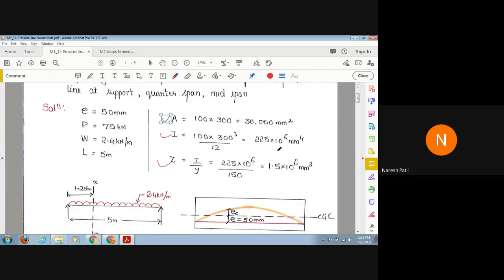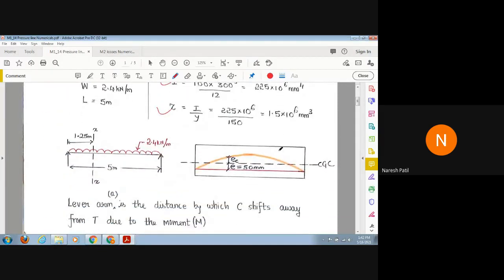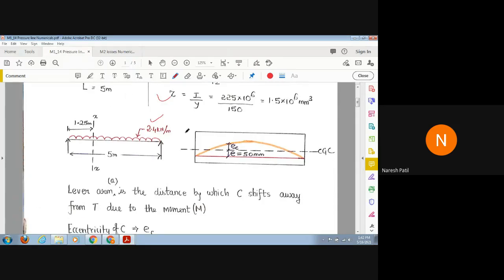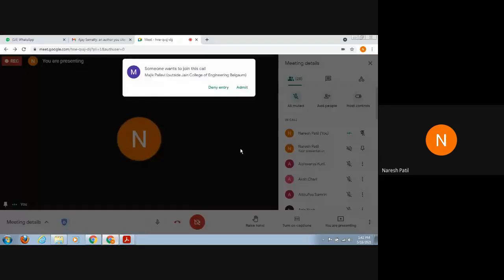And after that, as per the given loading, we have the span 5 meter with 2.4 kN per meter load. And this is the cable, provided with the eccentricity of 50 mm. And CGC is nothing but what? The center of gravity of concrete. As I told you, CGC is nothing but the center of gravity of concrete.